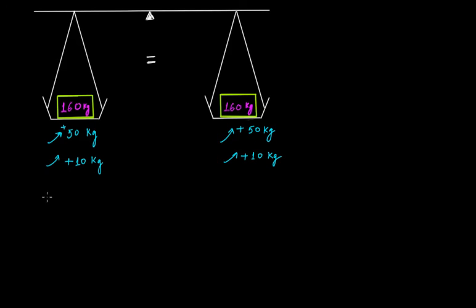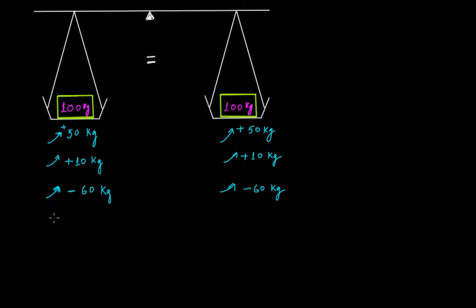If we reduce this weight by, let's say, 60 kg, then in order to maintain the equality, on this side also you will have to reduce the weight by 60 kg. So now the weight on both sides will be 100 kg.